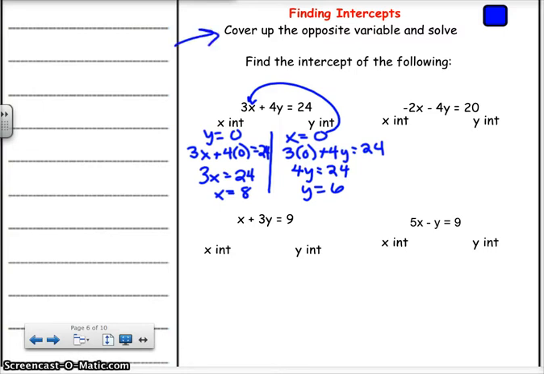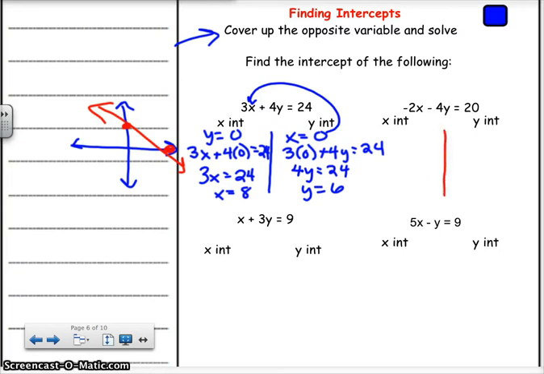Now if I were to graph it, and I think I have a page just for graphing, but just to show you quick, I cross the x-axis at 8, the y-axis at 6, approximate, clearly I'm not scaling this, and that's what my line would look like. So easy to graph like that. I just plot the intercepts, connect.